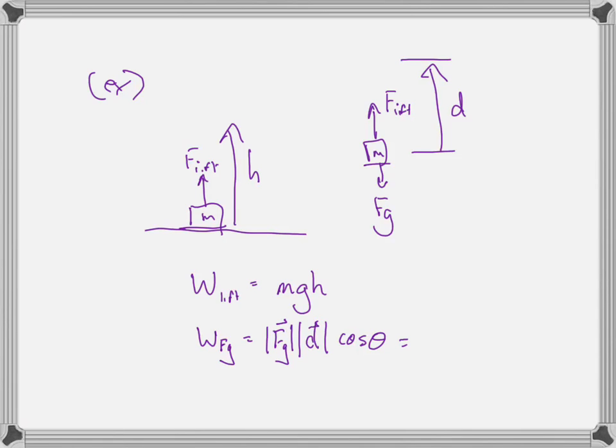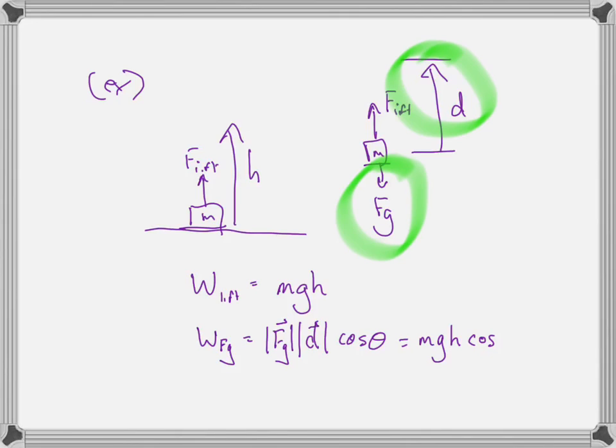The magnitude of the gravitational force is mg. The magnitude of displacement is still h. But what's the angle between this force and this force? Because this is the angle between F_G and d. The angle between those two is 180 degrees. This is minus mgh. The work done by gravity when I lift something up is negative.